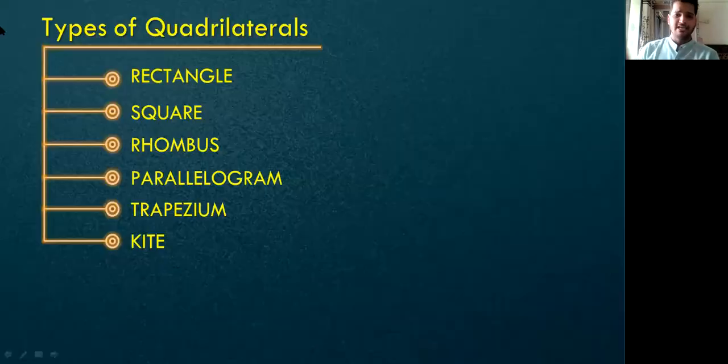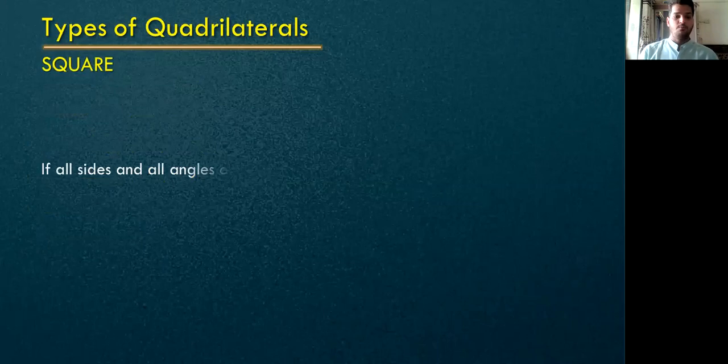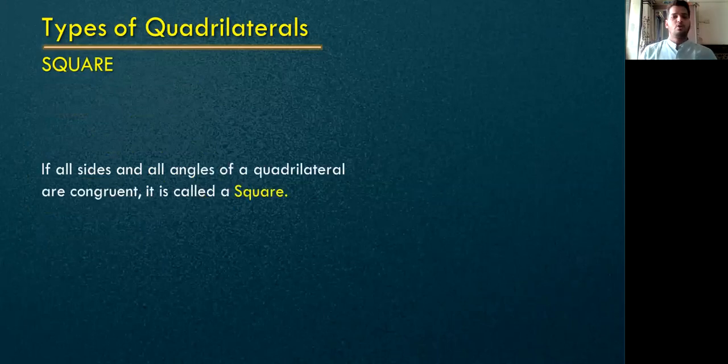Fine. Alright, students. As we have discussed the rectangle, now it is our turn to discuss a square. Now, which quadrilateral is called a square? If all sides and all angles of a quadrilateral are congruent, meaning their measurement values are the same, then that quadrilateral is called a square.